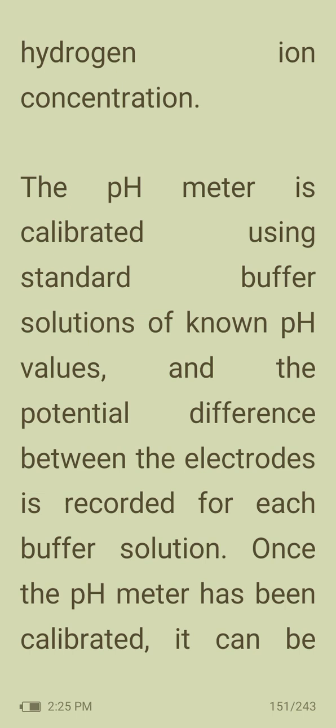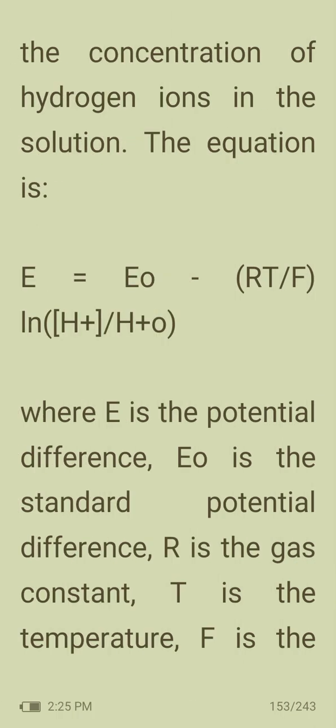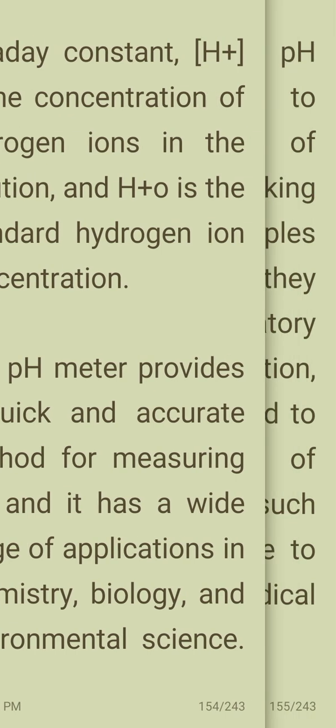Once the pH meter has been calibrated, it can be used to measure the pH of an unknown solution by immersing the electrode into a solution and recording the potential difference. The pH meter converts the potential difference into a pH value using the Nernst equation, which relates the potential difference to the concentration of hydrogen ions in the solution. The pH meter provides a quick and accurate method for measuring pH, and it has a wide range of applications in chemistry, biology, and environmental science.